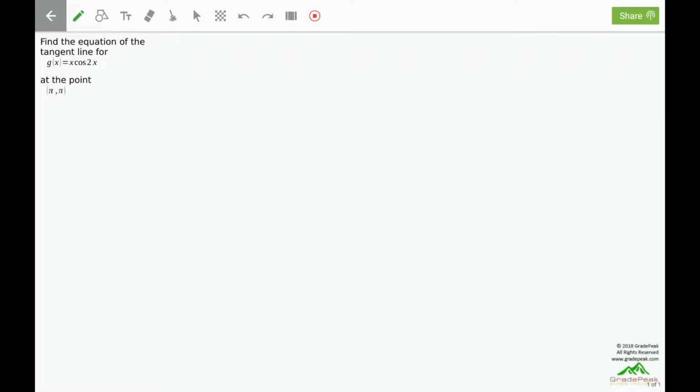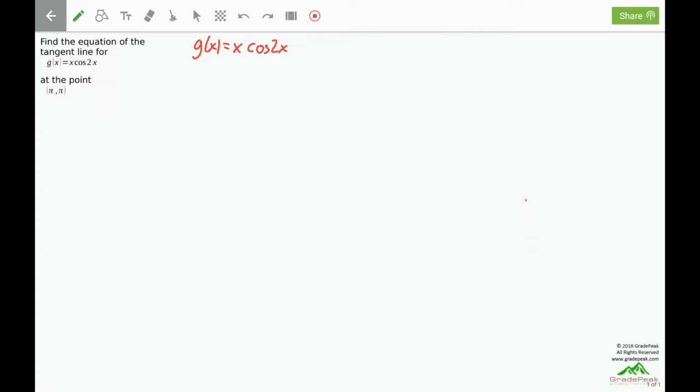Find the equation of the tangent line for g of x equals x times cosine 2x at the point pi comma pi. To find the equation of the tangent line, we need the x and y coordinates of a point. Those are given to us. And we need the slope of the tangent line. That's the derivative.